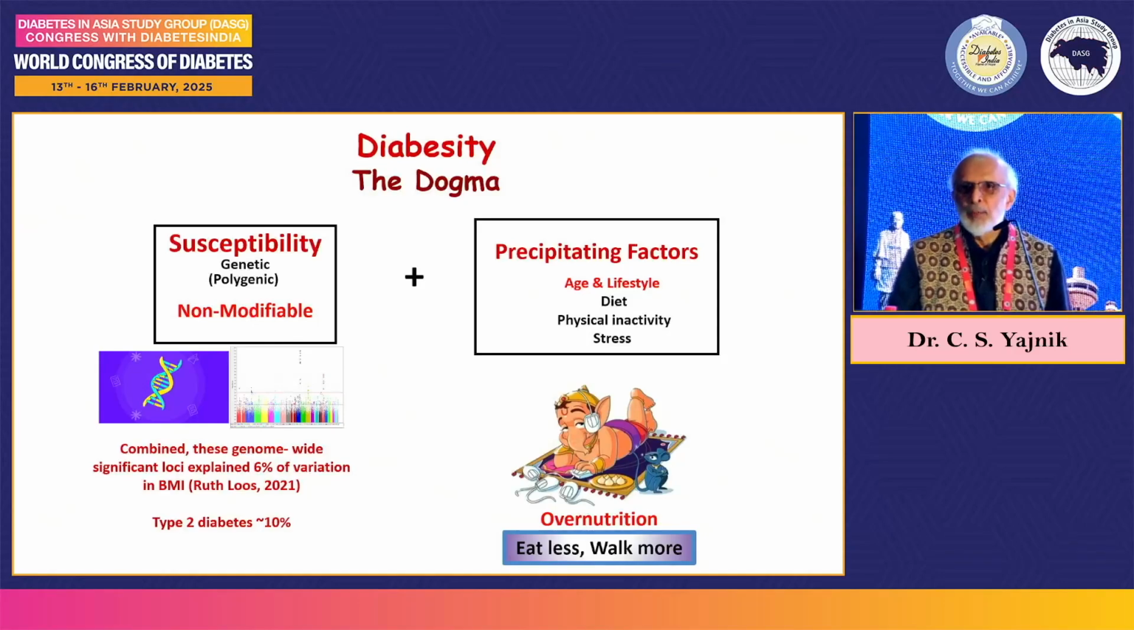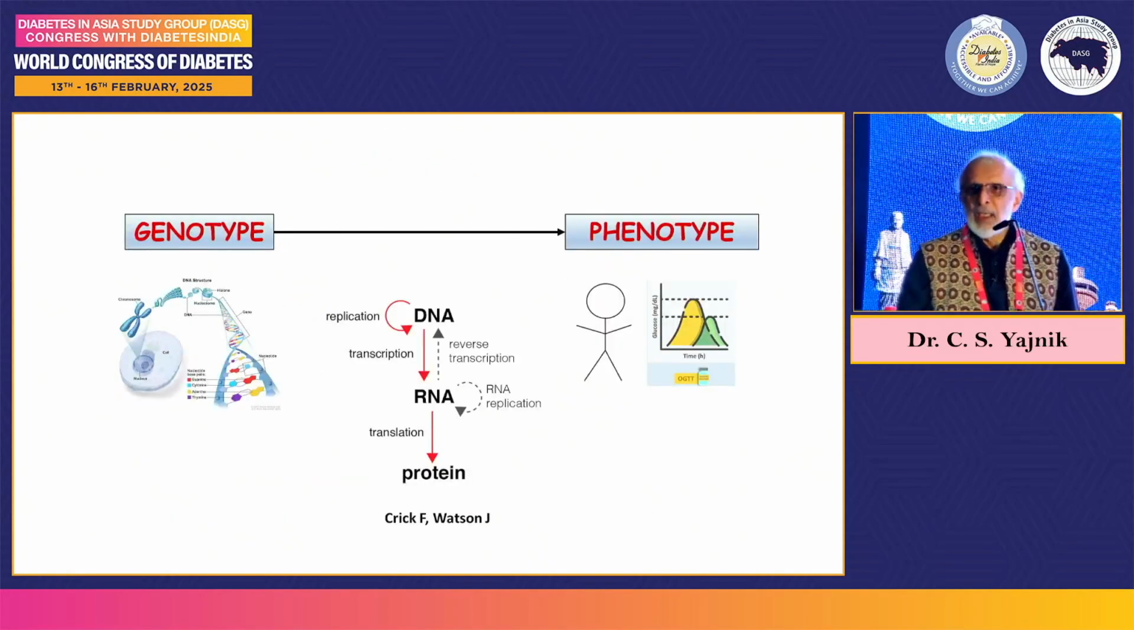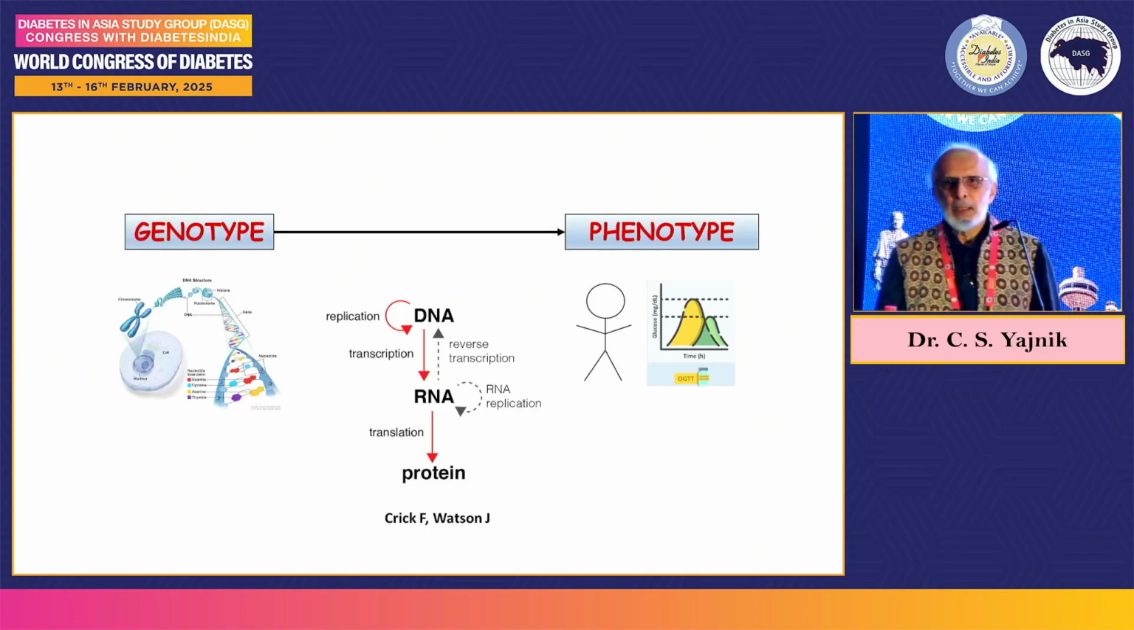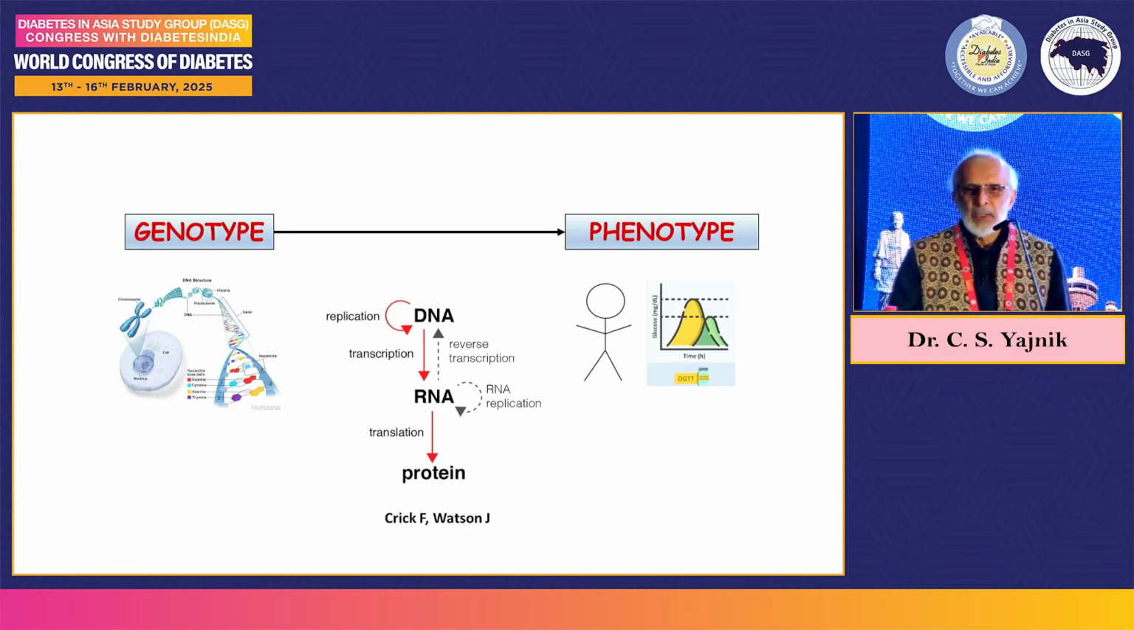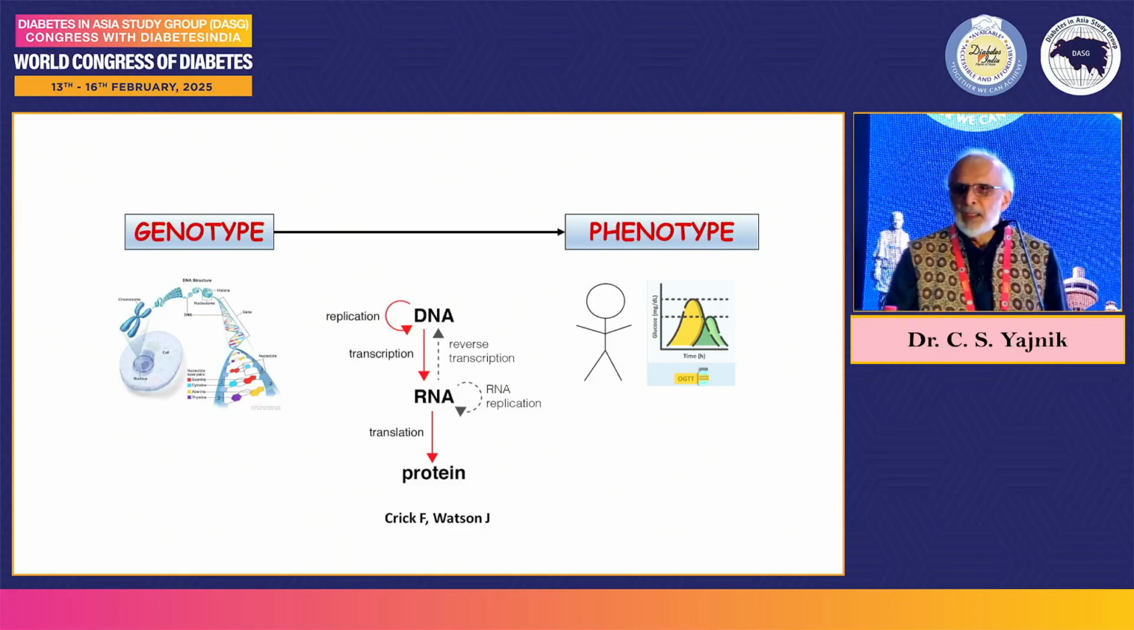Genetic contribution by advanced GWAS testing for obesity, for example, the last review by Ruth Loos in 2021, could account for only 6% of the variability of BMI. That means a large part of it is probably non-genetic. And in genetics, we have been using the Crick and Watson model for the central dogma. That information is contained in DNA, it's transferred to RNA, then it goes across into the cytoplasm and is converted into a phenotype, which is protein.